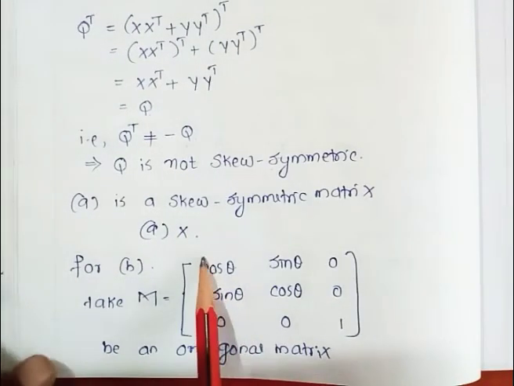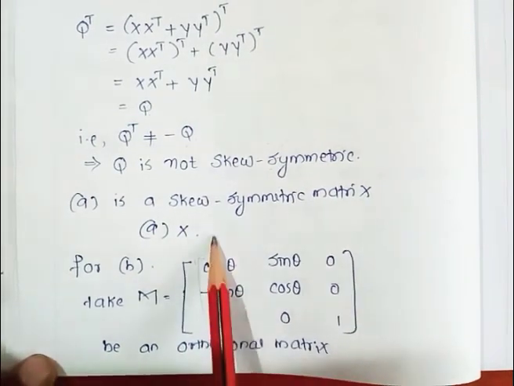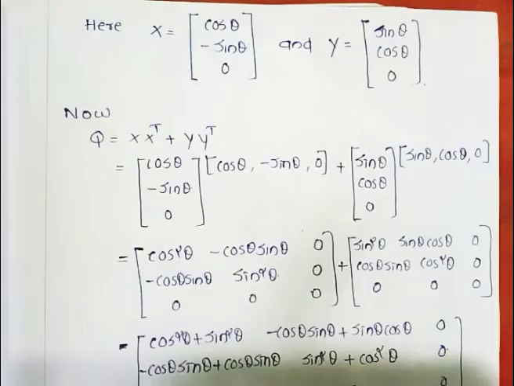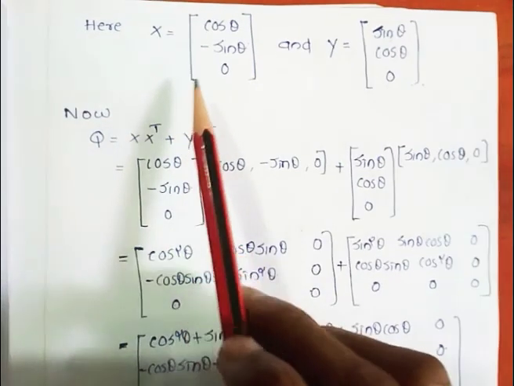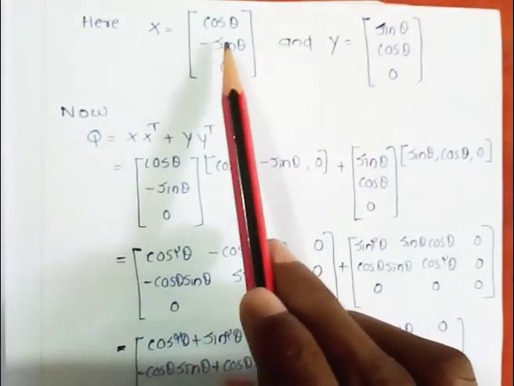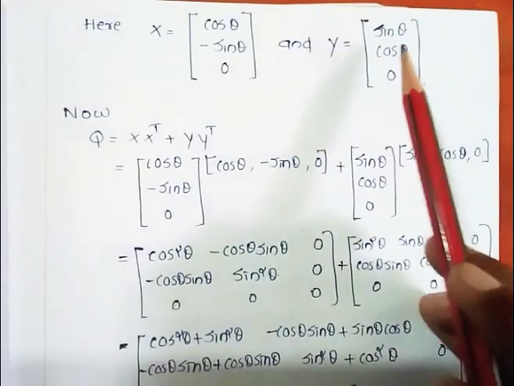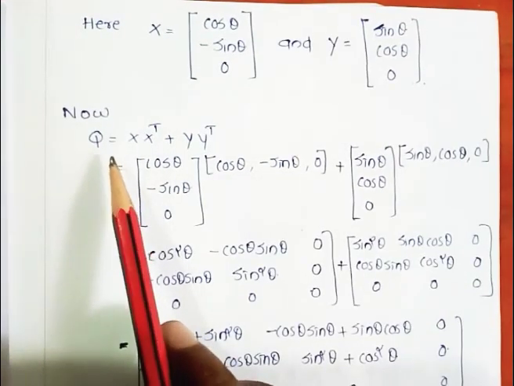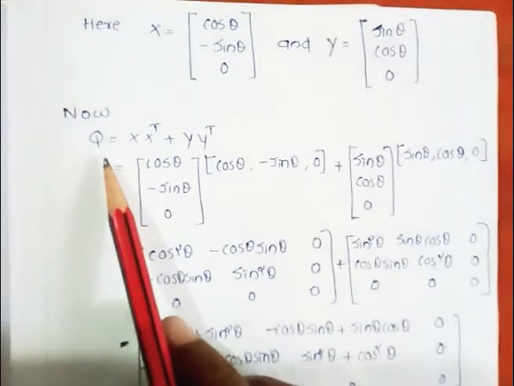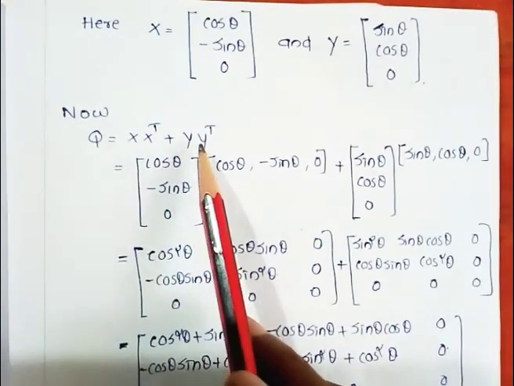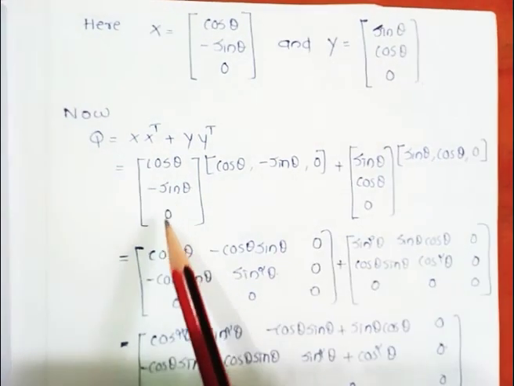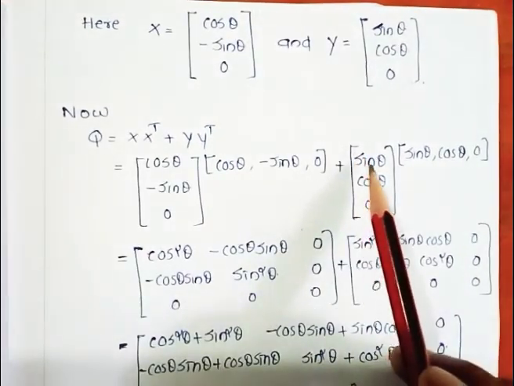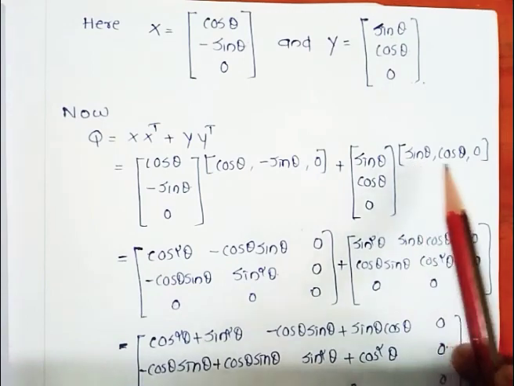So I take M equal to this matrix, which is an orthogonal matrix. The columns of M: this column must be X, this column must be Y, and this column must be Z. So here we get X is equal to the column vector cos theta, minus sin theta, 0, and Y is equal to sin theta, cos theta, 0. Now we have to verify whether our Q is an identity matrix or not. So Q is equal to X X transpose plus Y Y transpose. Here X is cos theta, minus sin theta, 0, and X transpose is cos theta, minus sin theta, 0, plus Y is sin theta, cos theta, 0, and Y transpose is sin theta, cos theta, 0.